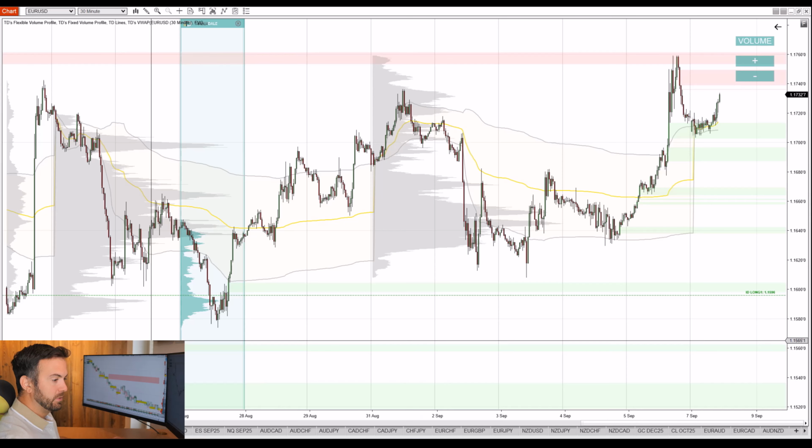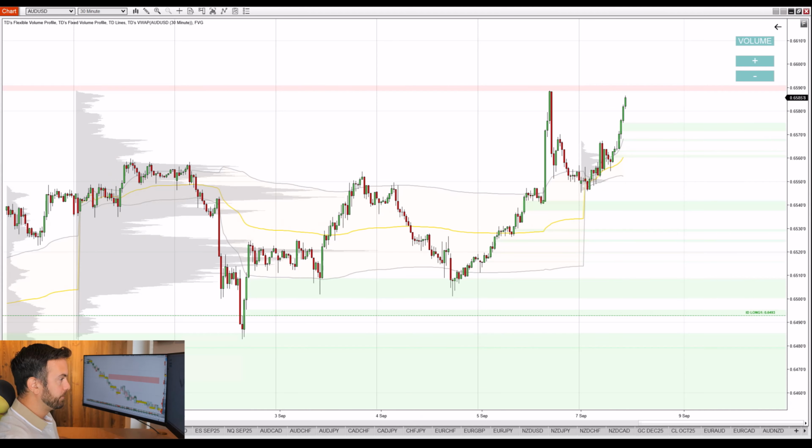Now, let's go to the Australian dollar US dollar. And this is a 30-minute chart of the Australian dollar US dollar. What we have here is also a rather strong rejection of lower prices. So let me show you. This is the rejection of lower prices, right?